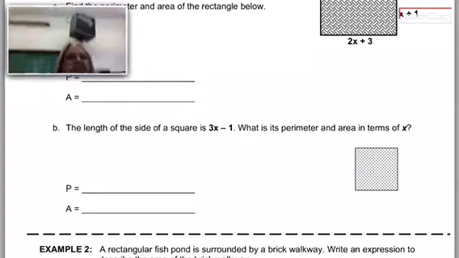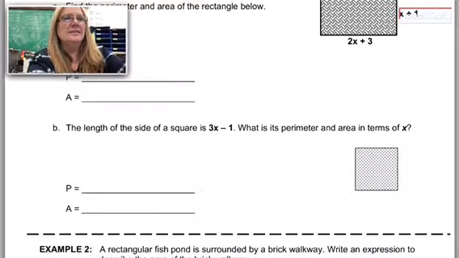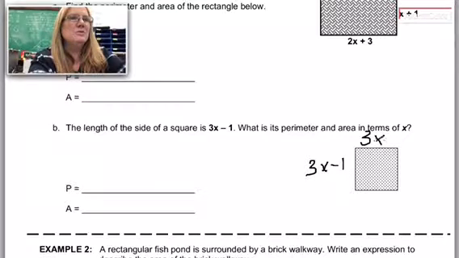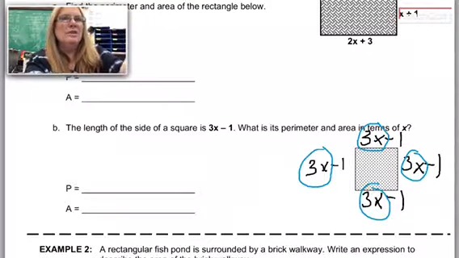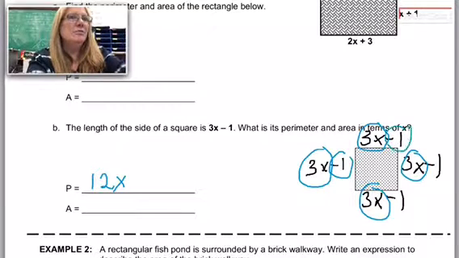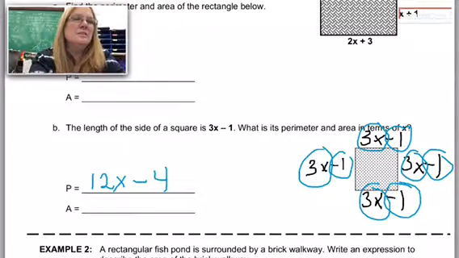The length of the side of a square is 3x minus 1. Okay, so they tell us that the side is 3x minus 1. Well, it's a square. If one of them is 3x minus 1, they're all 3x minus 1. And so for the perimeter, we can just add up 3, 3, 3, and 3, so that's 12 x's. And now we have a negative 1, a negative 1, a negative 1, and a negative 1, and so that's minus 4. So that's the perimeter.